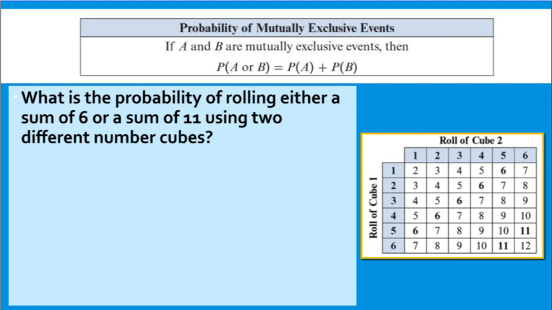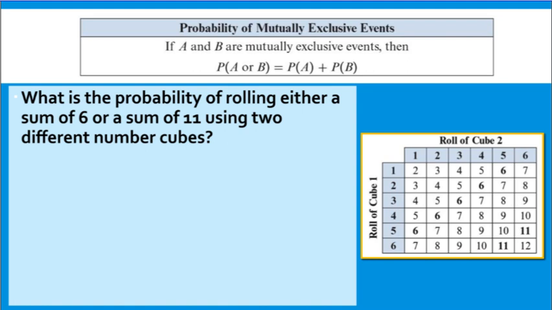The probability of mutually exclusive events says if A and B are mutually exclusive, that means they're two separate events. To find the probability of it, you would take the probability of event A and add it to the probability of event B. What is the probability of rolling either a sum of 6 or a sum of 11 using two different number cubes?